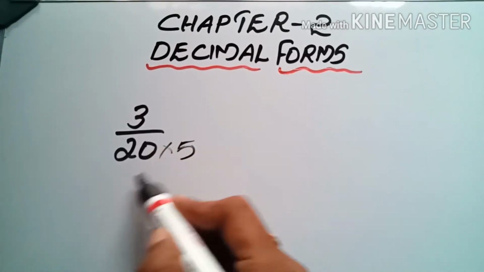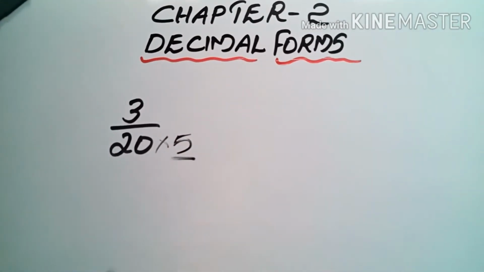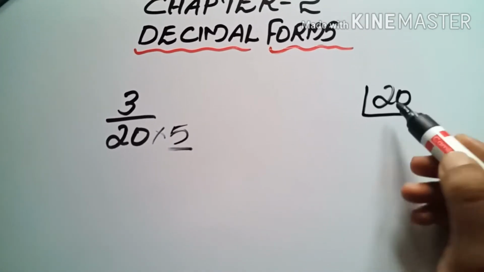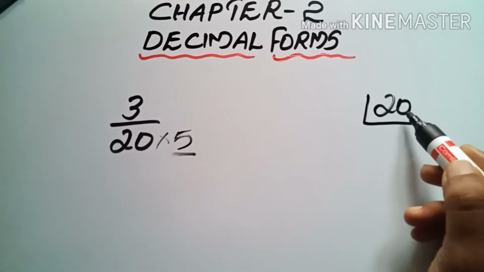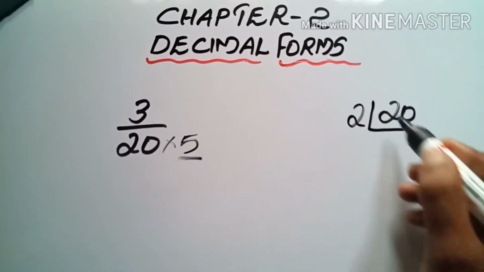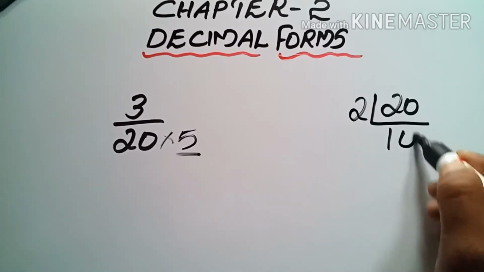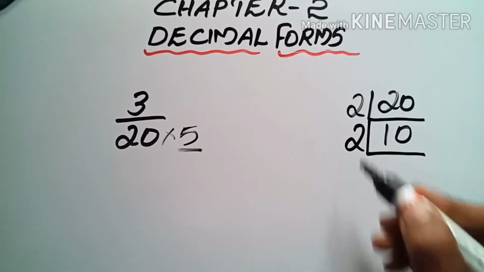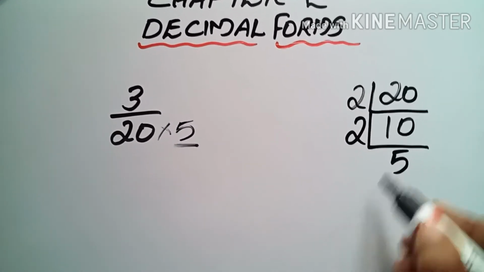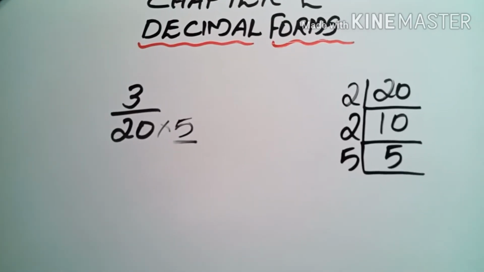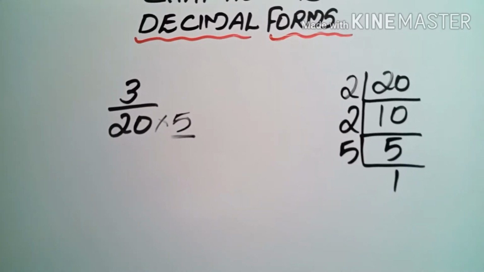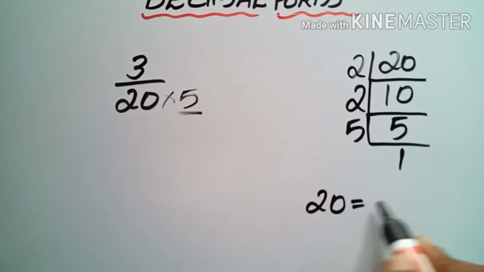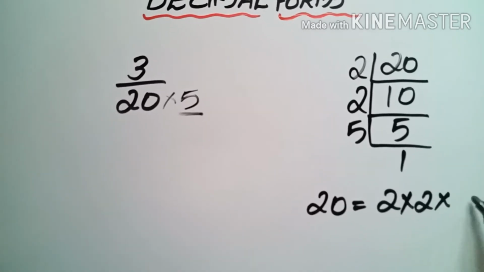That means you have to factorize this denominator in order to get this number. So factorization, take 20. Which number can we consider here? 20 means 2 is possible. So 2. In 20, how many 2's? 10 2's are there. Then again with 2, because it is an even number. So in 10, how many 2's? 5 2's are there. Now in 5, only 5 is possible. In 5, how many 5's? Only 1 5. Now here we can write 20 equal to 2 into 2 into 5.